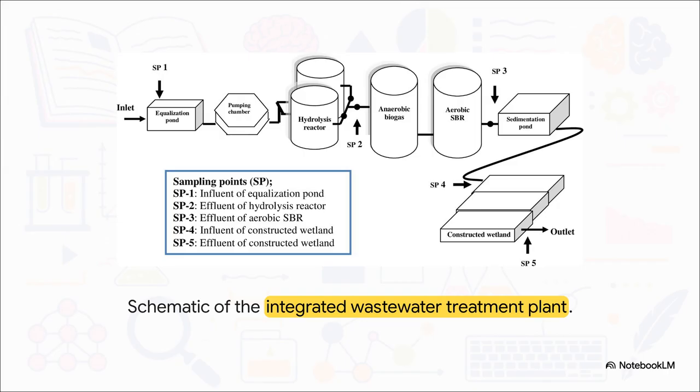Take the schematic from the nitrogen removal study we keep mentioning from Applied Water Science. It's so incredibly detailed, clearly marking designated sampling points like SP1 and SP2 across the entire integrated wastewater treatment plant. And notice how this schematic isn't just randomly dropped into the text. It's fully, completely explained with a proper descriptive caption right beneath it.